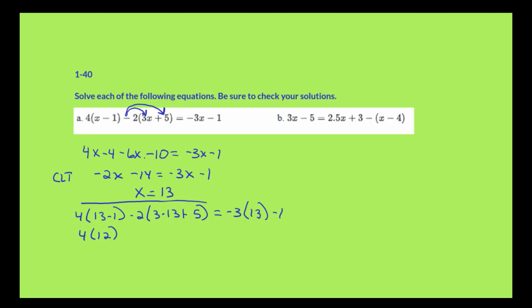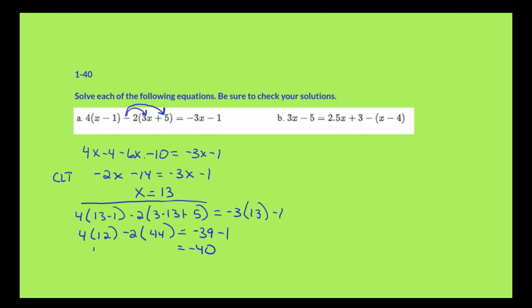12 is what we would have here. Then inside the parentheses, we would have 3 times 13, which is 39, plus 5 is 44. And then on the other side, we're going to do negative 3 times 13, which is a negative 39, minus 1. So it's supposed to all equal negative 40. So we'll find out here.